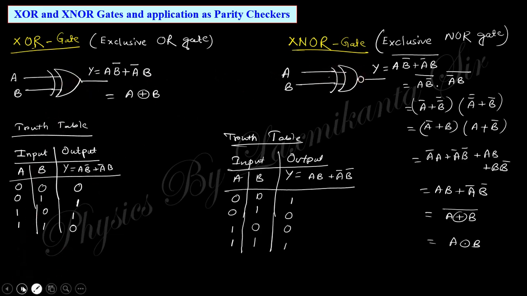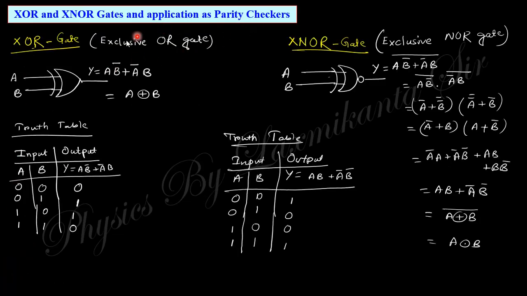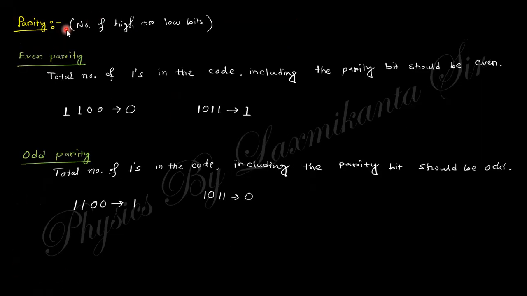Similarly, you can see the parity. What do you mean by parity checker? XOR and XNOR gates as a parity checker. Parity, what do you mean by parity? Parity is the number of high or low bits. High means 1 and low means 0. The number of low and high bits is known as the parity.